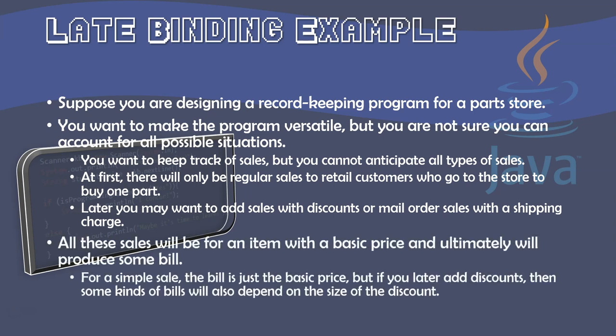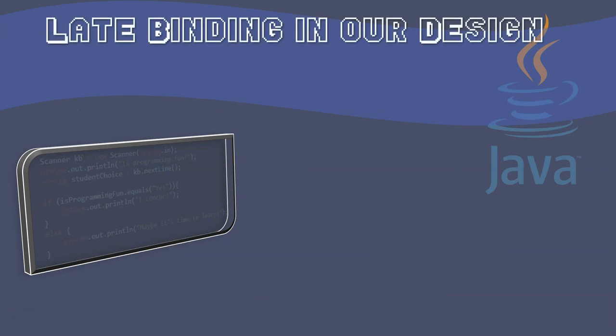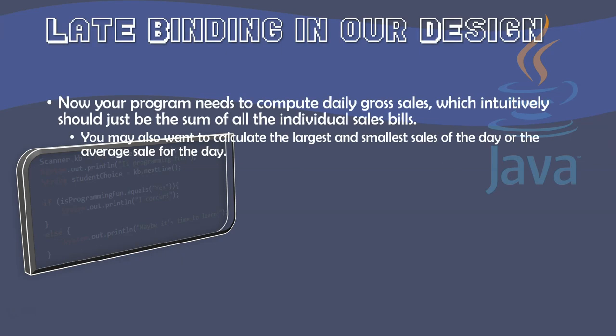Now these sales, of course, will be for an item with a basic price and ultimately will produce some bill. For a simple bill, the bill is simply the basic price. But later if we add discounts, then those bills are also going to depend on the size of the discount. So when we have all these things, how does that affect our program design? Well, the program needs to be able to compute, for example, daily gross sales. How much money are we making? Which intuitively should just be the sum of all the individual bills.